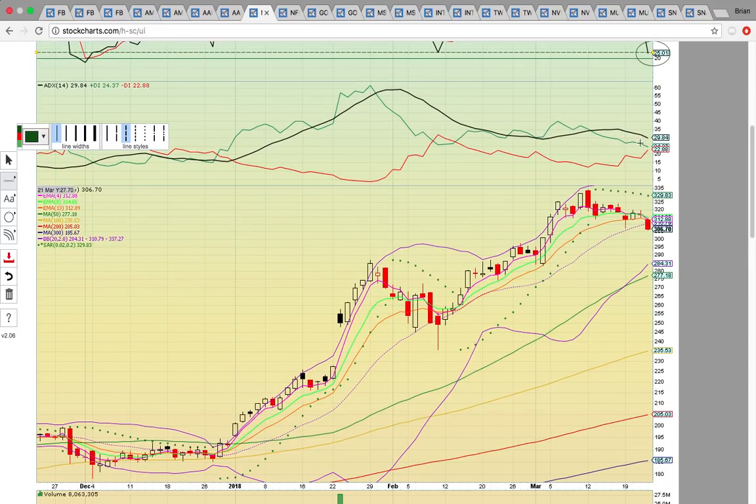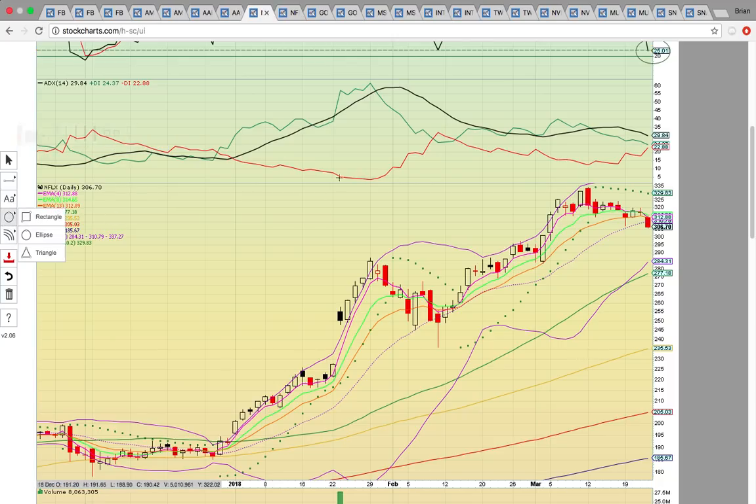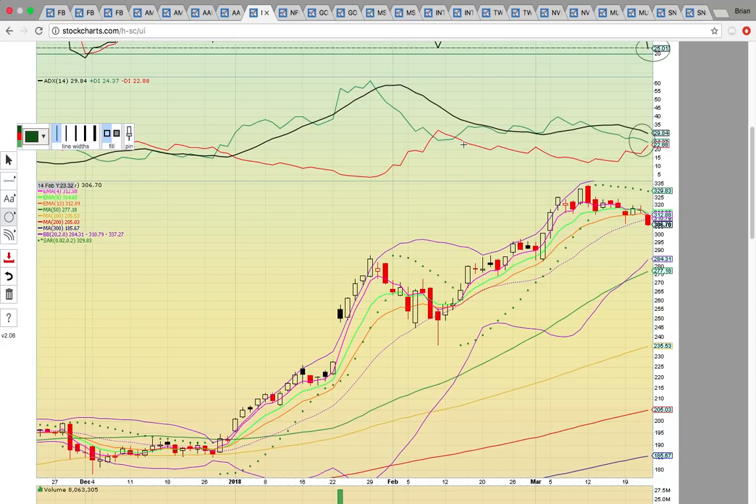Then you do have to keep an eye on ADX here. If the green line crosses over the red line to the downside, that's going to be a red flag. You don't want to see that. That happened briefly here, and then the green line got back above. If the red line got above the green line and the black line, that would be a clear signal that the bears were in control, and that would signal the start of a downtrend.